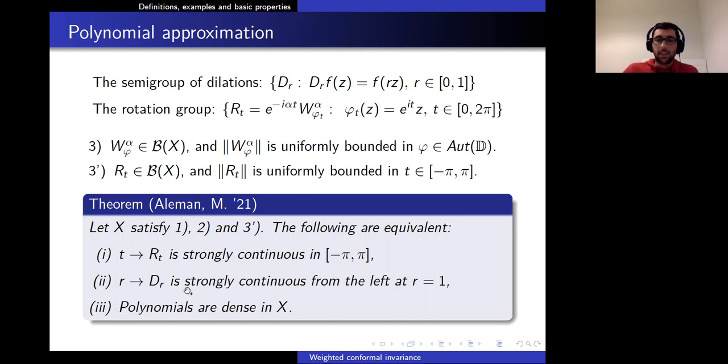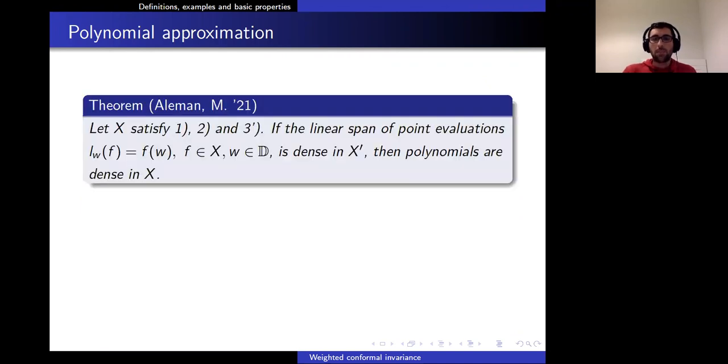Using the same techniques that we used to prove the result, we can get the following sufficient condition. If our space satisfies property 1, 2, this weak property 3 prime, and we suppose that the linear span of point evaluations is dense in the dual space, then the polynomials are dense in our space.